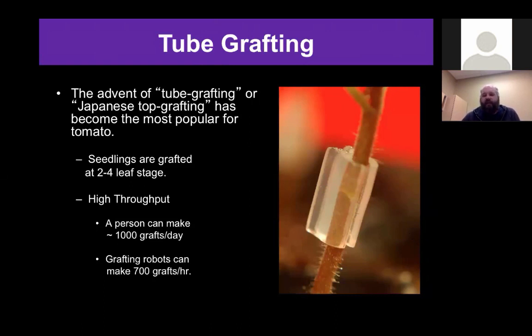One of the reasons why people use it so much is because it's a very quick method. Most of the experienced folks that I work with here can graft about 200 plants an hour, so you can really crank them out pretty quickly. And the plants are small when you do this. I'll show you some better pictures here in a minute. But we typically think about them being grafted at the 2 to 4 leaf stage.